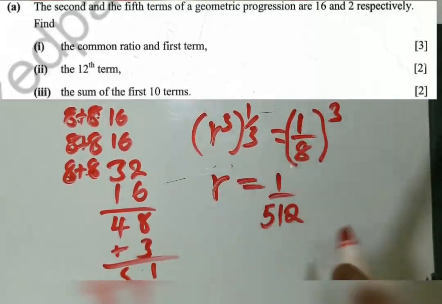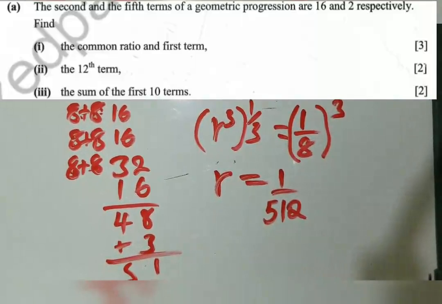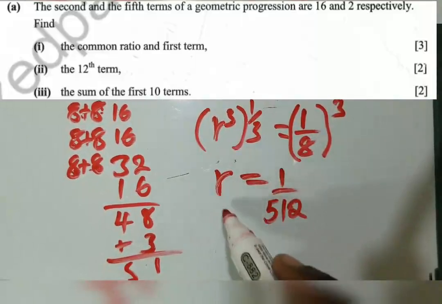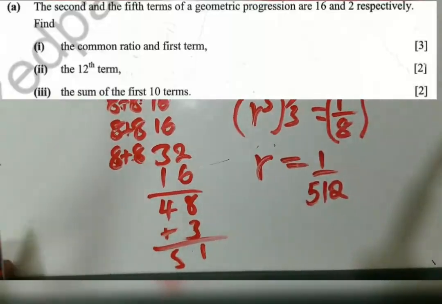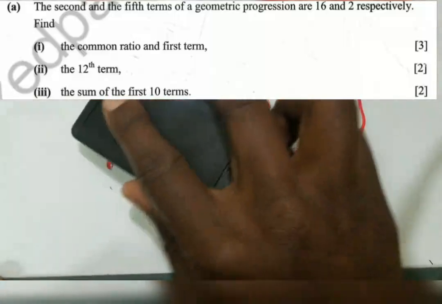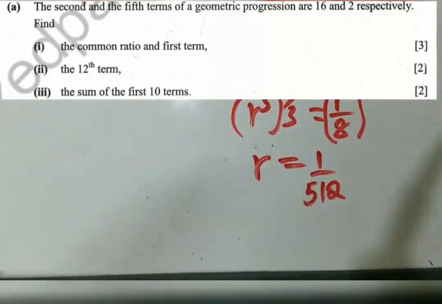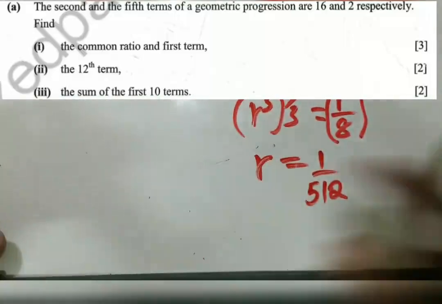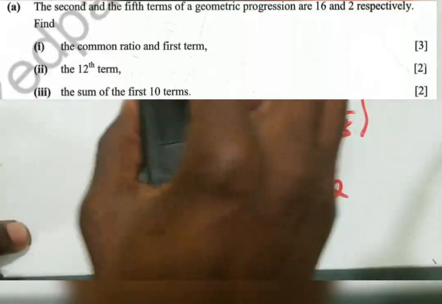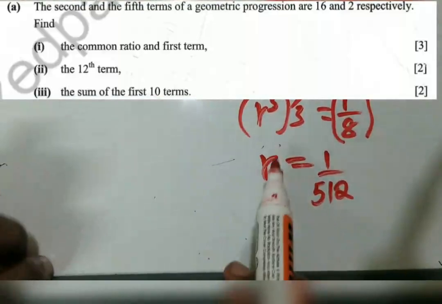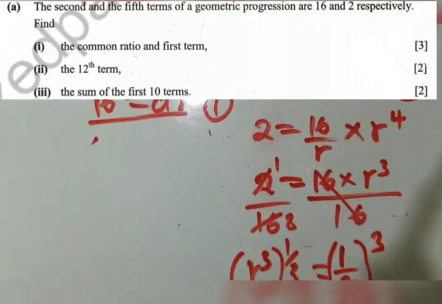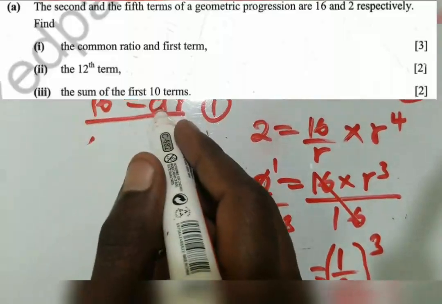So that means the common ratio is 1 over 512. What about A? What about A as the first term? What is A as the first term? Okay, so A as the first term, we can find it using this equation that we have here. If you remember very well, we had found this equation here: 16 equals AR.